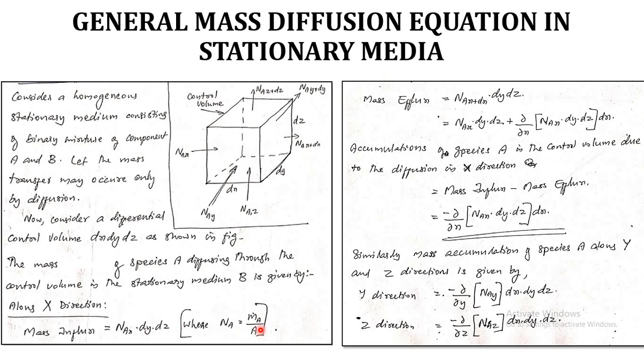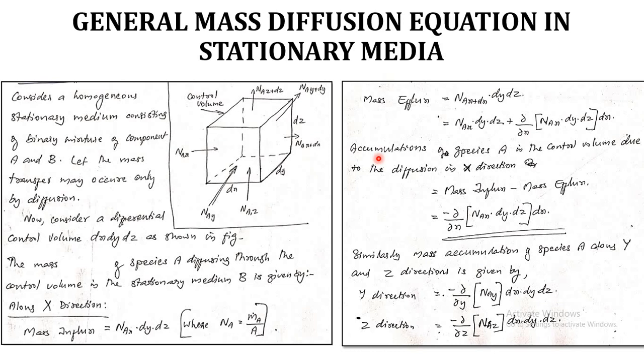The total mass flow rate will be equal to NaX into the cross-section area across the mass flow direction. So mass efflux is equal to NaX plus dx dy dz. dy dz is the same cross-section area in x direction. That is equal to NaX dy dz plus dou by dou x of NaX dy dz to the distance dx, where dx is the size along x direction. So the rate of change of NaX through the distance dx is dou by dou x of NaX dy dz dx.